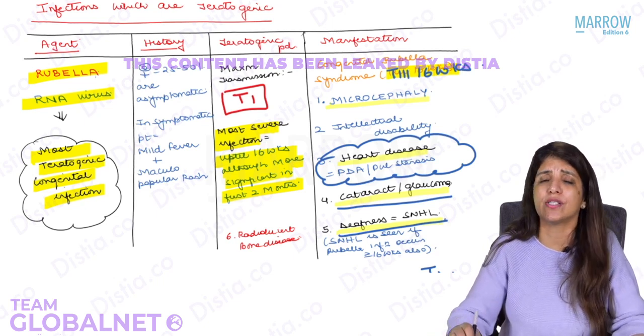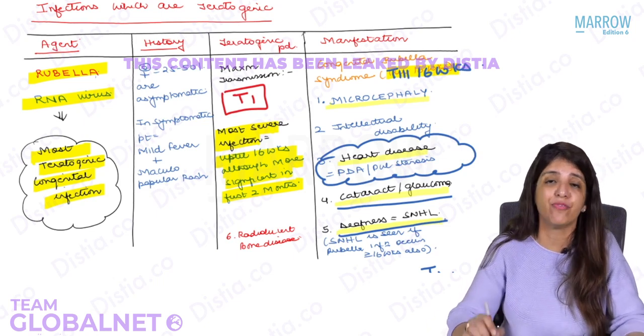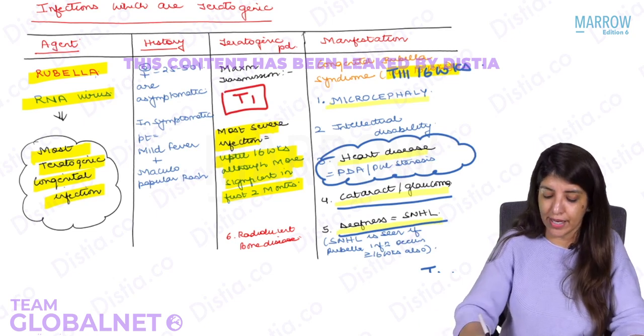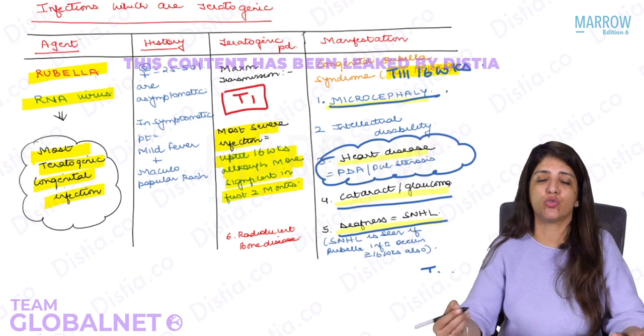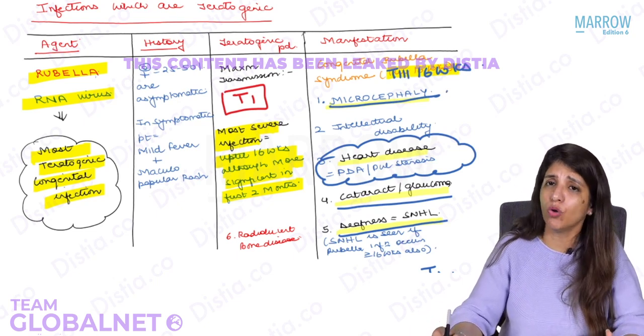That's a thumb rule. If there is a congenital infection leading to heart defects, it has to be rubella. Specifically, it leads to PDA and pulmonary stenosis. Apart from that, it can lead to microcephaly, it can lead to cataracts, it can lead to glaucomas. Clear to all of you?